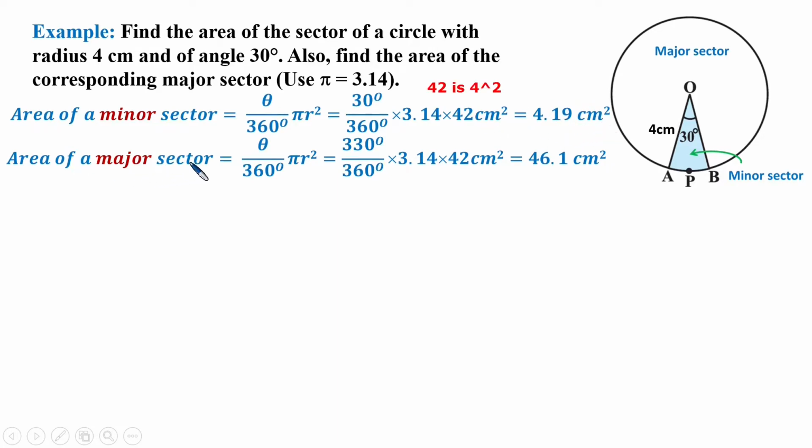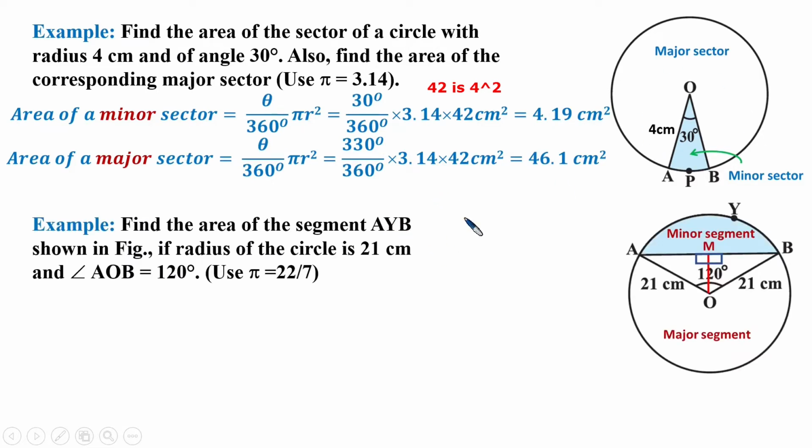So similarly, what will the area of the major sector be? Pi r square minus this minor sector, or 330 by 360 of pi r square. And this also you can do. So why 330? 360 minus 30 is 330. Or you find the area of the full circle and subtract the area of the minor sector. That will give you the major sector. There are various ways of solving one problem.